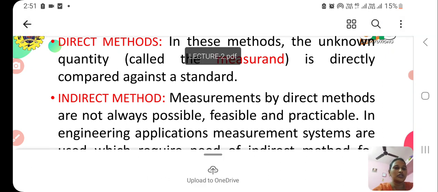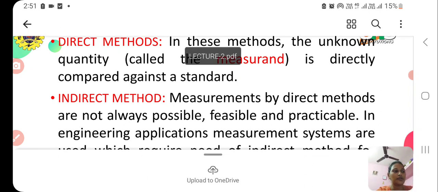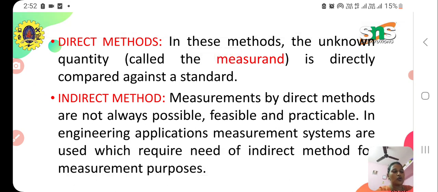When coming to the indirect methods, there are several parameters that can be easily measured, and the value is determined by some mathematical relationship. Direct methods involve no mathematical relationships, comparisons or manipulations of the data, whereas the indirect method deals with the manipulation of data. For example, measuring density by measuring mass and geometrical dimensions is a good example of the indirect method. Measurements by direct methods are not always possible, feasible, and practical. As we discussed, in engineering applications we need the indirect method for measurement purposes because it yields more precise answers.